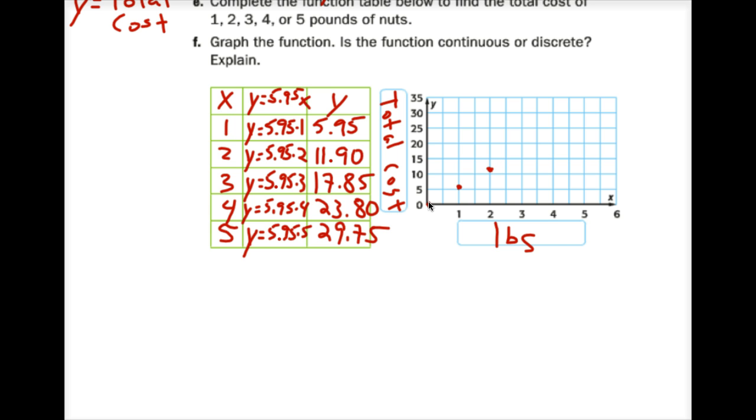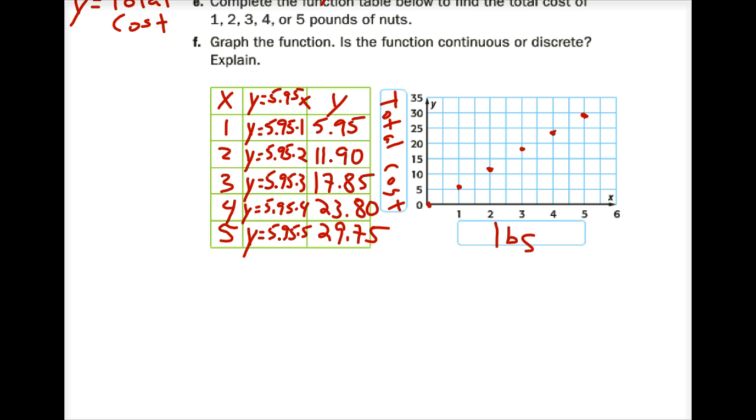3 pounds, $17.85, would be a little bit above halfway between 15 and 20. Does it look linear to you guys? Of course it's linear. Guess what the slope is? 5.95. 4 pounds, $23.80, is a little bit closer to the 25. And then 5 pounds, $29.75, would be right below that 30.